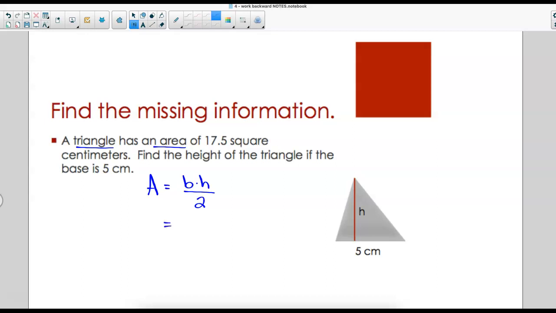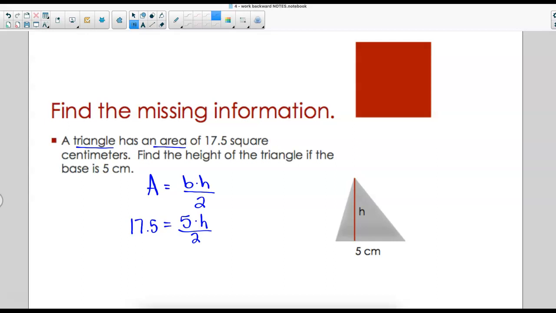So we write the formula down. Now let's substitute what we know. Do we know the area? Yes, the area is 17.5. Equals, do we know the base? Yep. 5. So I'm going to put a 5 there. Times, do I know the height? No, so I'm going to leave an h there and divide by 2.